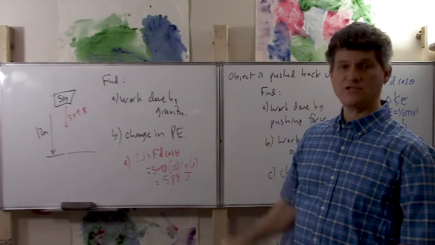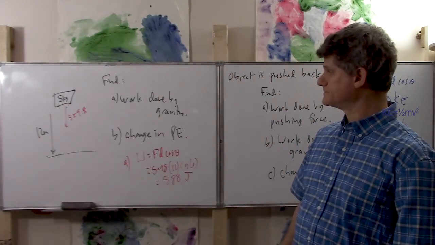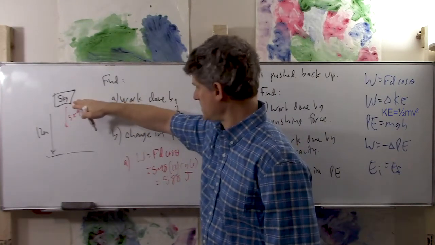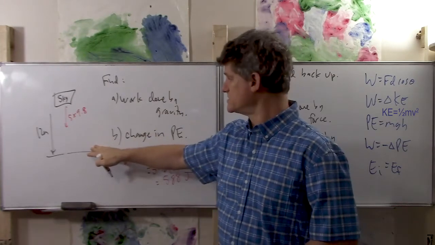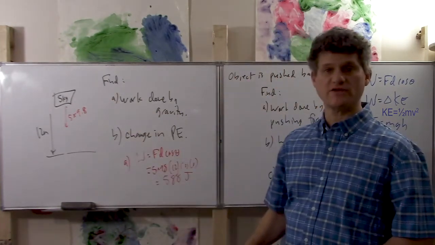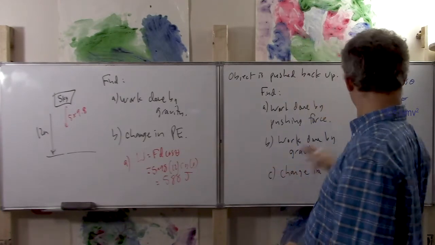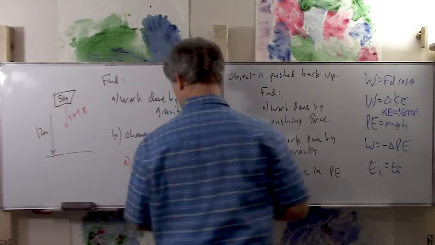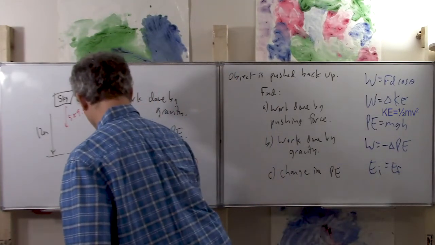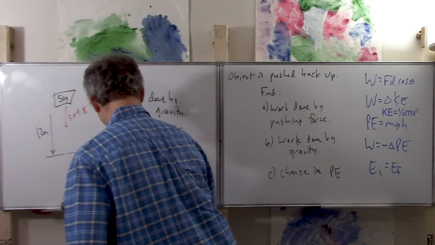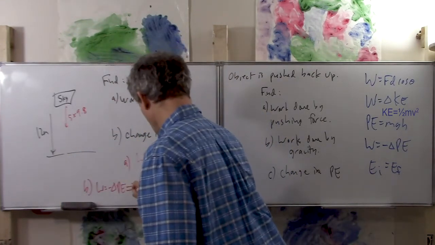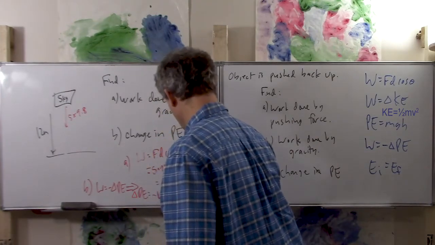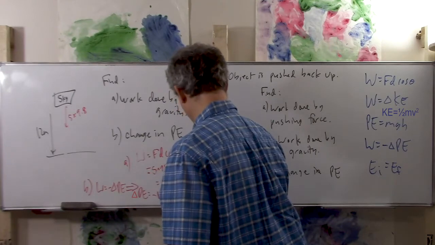All right, now the change in potential energy. So you could calculate the potential energy here is mgh, which is going to be 588, and then down here the potential energy is 0, so the difference between those two is negative 588. Or we can use this equation here. Work is equal to the negative change in potential energy. So change in potential energy equals negative work, which is negative 588 joules.